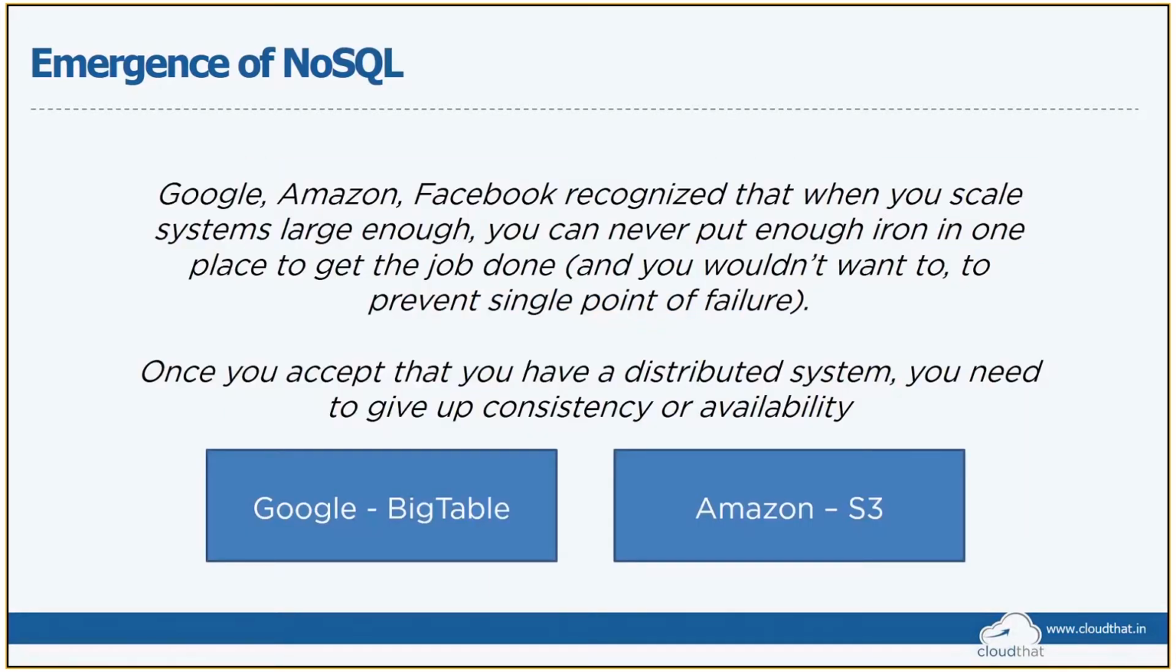So keeping these in mind, the biggies of IT, Google, Amazon, and Facebook, have recognized that however much capacity we put into one single node, at the end of the day, we are going to reach a point where we cannot put any more resources into one entity. We need to be able to have the system distributed and make sure that there is horizontal scalability. But once you accept that you have a distributed system, you either need to work with availability or you need to work with consistency. Both of them cannot be achieved simultaneously.